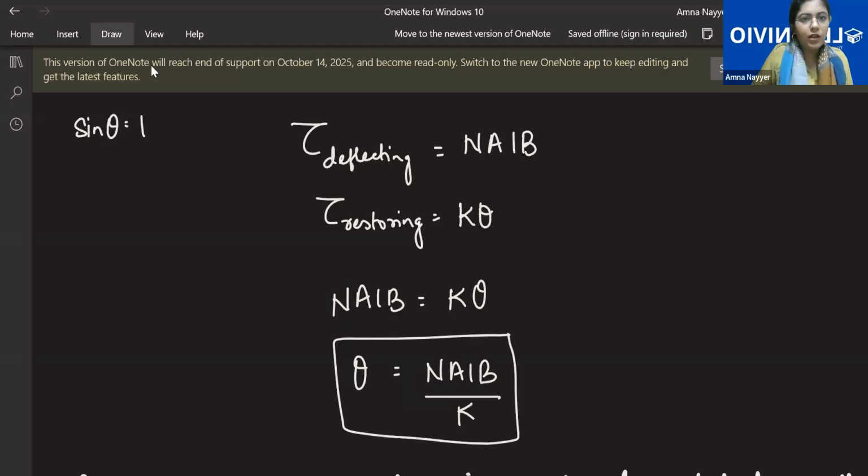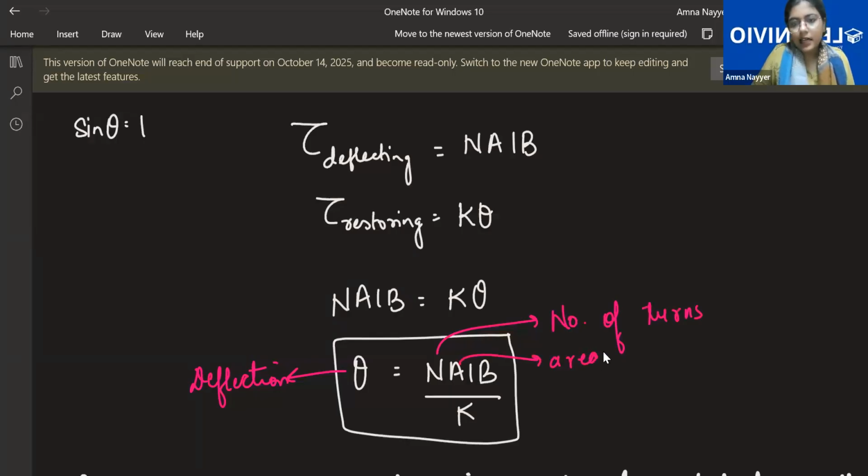Now I'll just tell you what all these terms are. Theta will be the deflection. We know theta will be the angle by how much the pointer is getting deflected. Ma'am, deflection at every single point or deflection at the maximum point? Maximum. Total deflection. N is the number of turns.